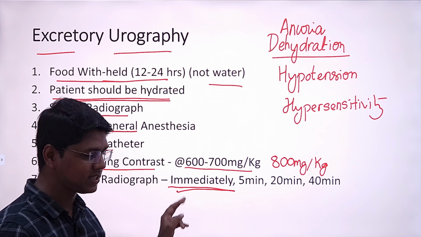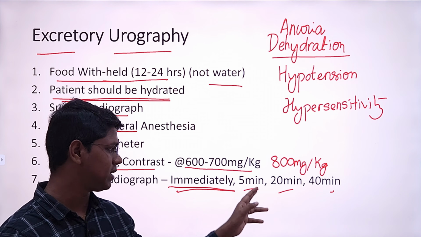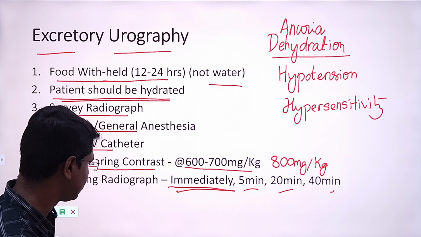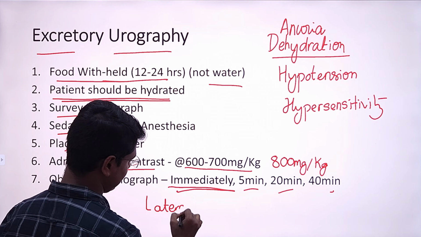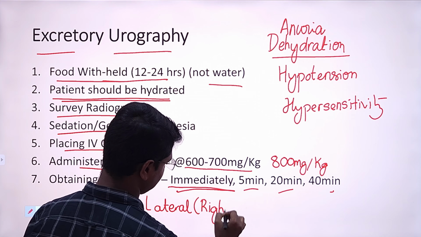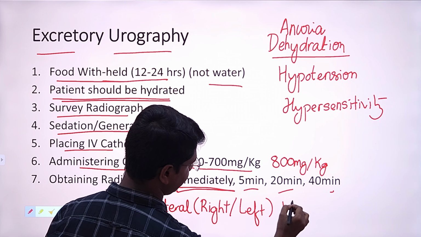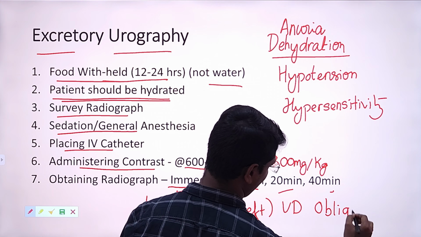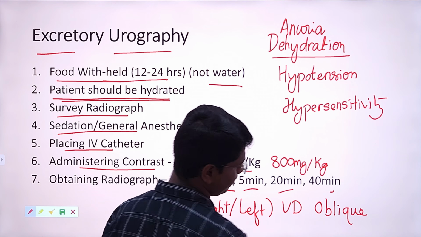After giving the contrast agent, you have to take radiographs immediately after giving it, then after 5, 20, 40 minutes, or if you are doing some research where you need a lesser interval, then you can take the radiograph at shorter intervals. But you have to take the lateral radiograph, both the right and left. Also you have to take a VD and oblique views. The VD view, if you slightly tilt it, becomes an oblique view.